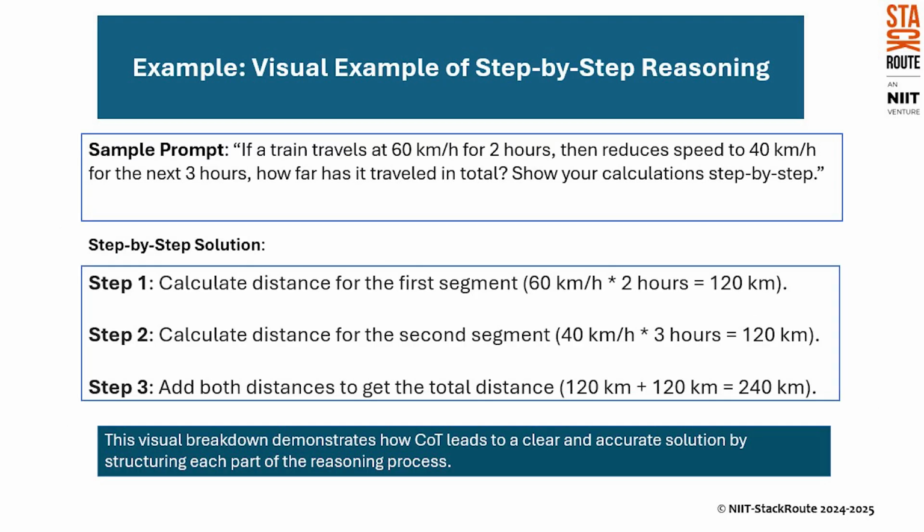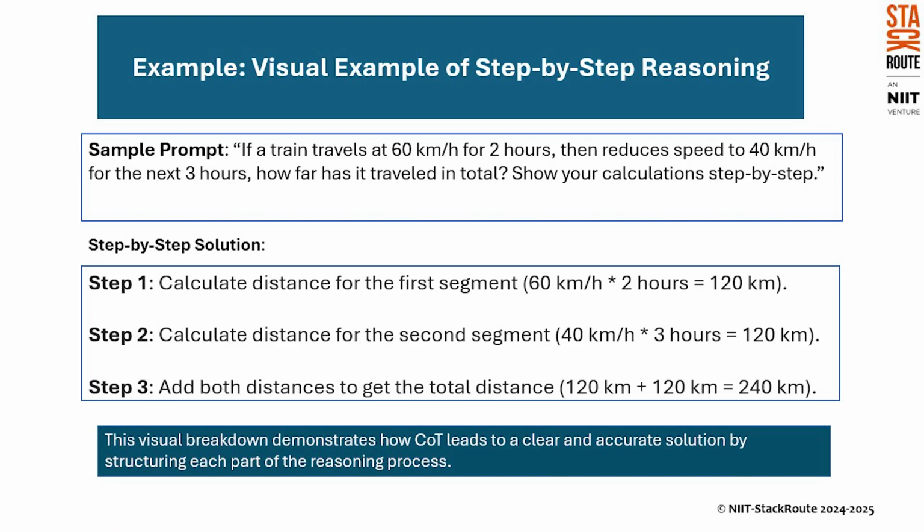Let's look at an example. Suppose we prompt the model with this. If a train travels at 60 kilometers per hour for 2 hours, then reduces speed to 40 kilometers per hour for the next 3 hours, how far has it traveled in total? Show your calculations step by step.